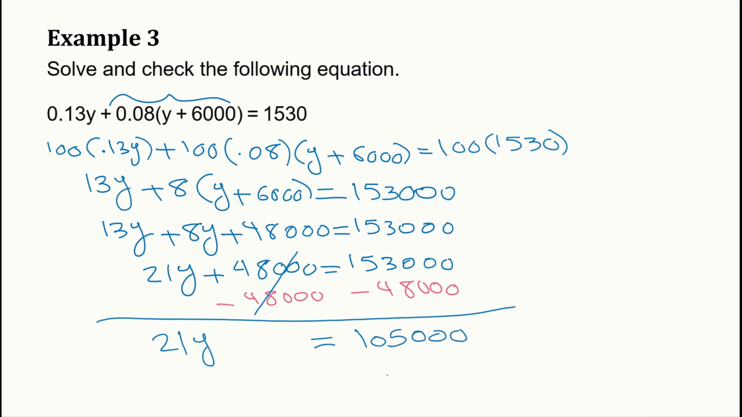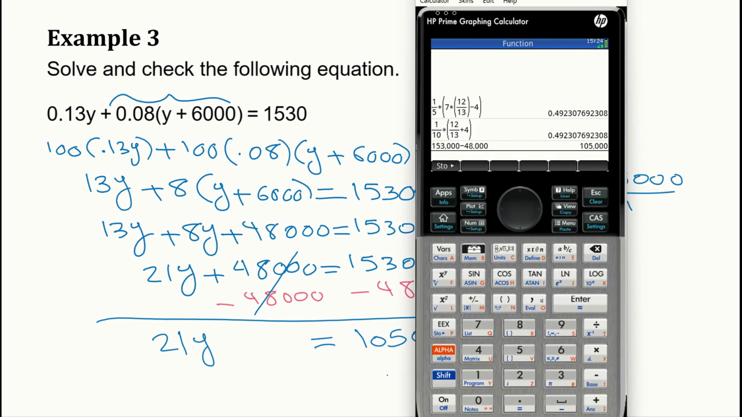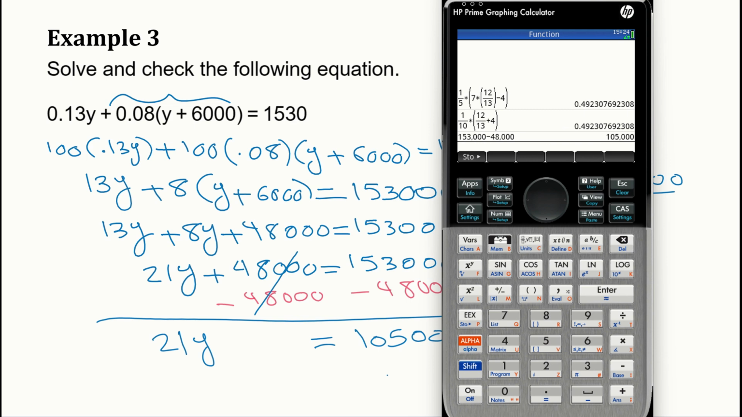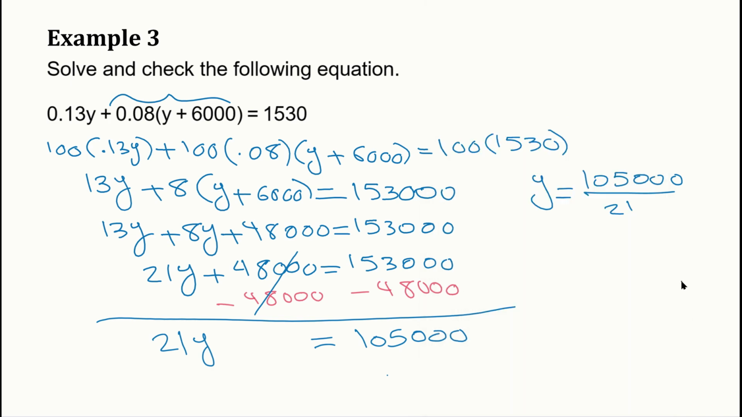So now we'll go ahead and divide both sides by 21, and we end up with y equals 105,000 divided by 21. So here we have that already on the screen, so we just go ahead and hit divide by 21, and we end up with 5,000. So we get y equals 5,000.